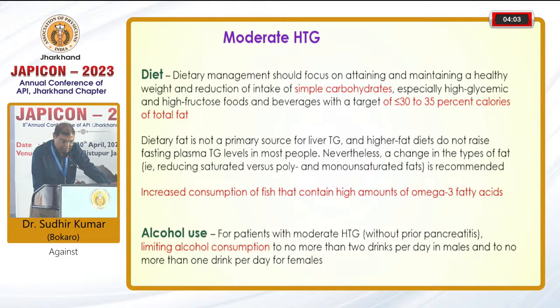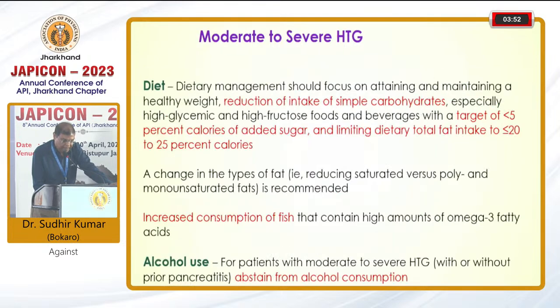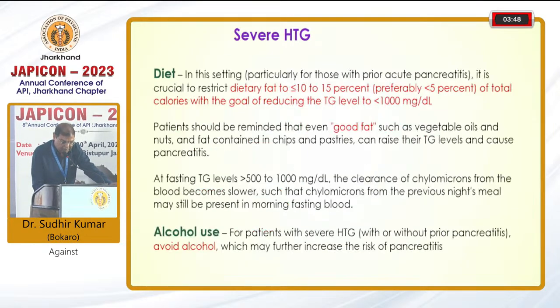So in moderate TGs, diet and alcohol use should be modified, and limiting alcohol consumption should be emphasized. In moderate to severe, it is also the same. In severe TG, dietary fat should be less than 10 to 15%, and alcohol should be avoided.